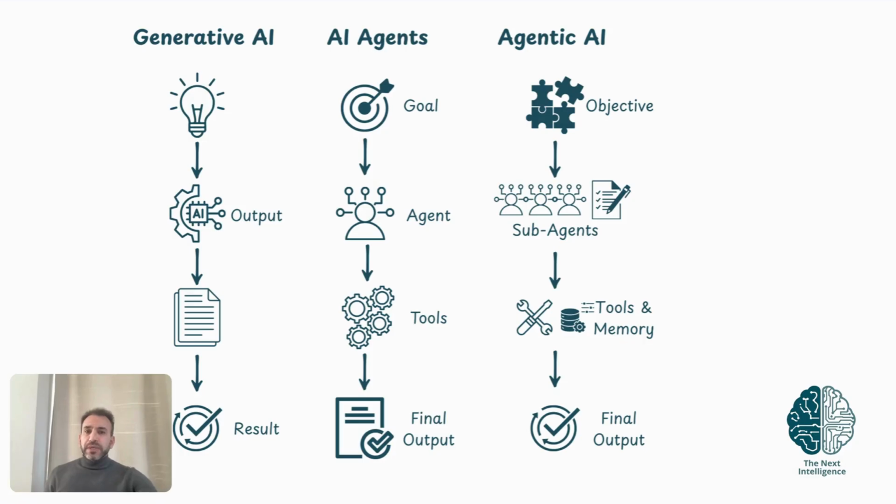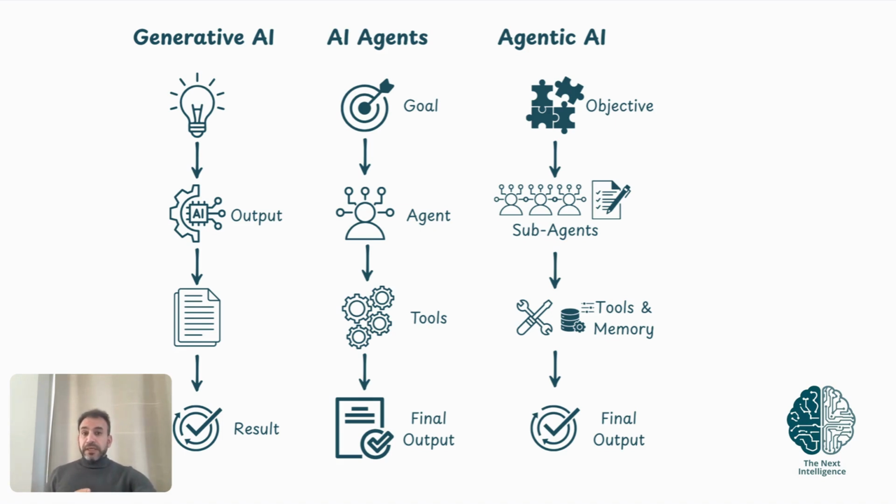So we know from the previous videos in the agentic AI series how we moved from generative AI as a model to agents that take input, using tools to generate output, to agentic AI, where we are working with big objectives, sub agents, tools, and memories to pursue and achieve a final output, pursuing its own objective.